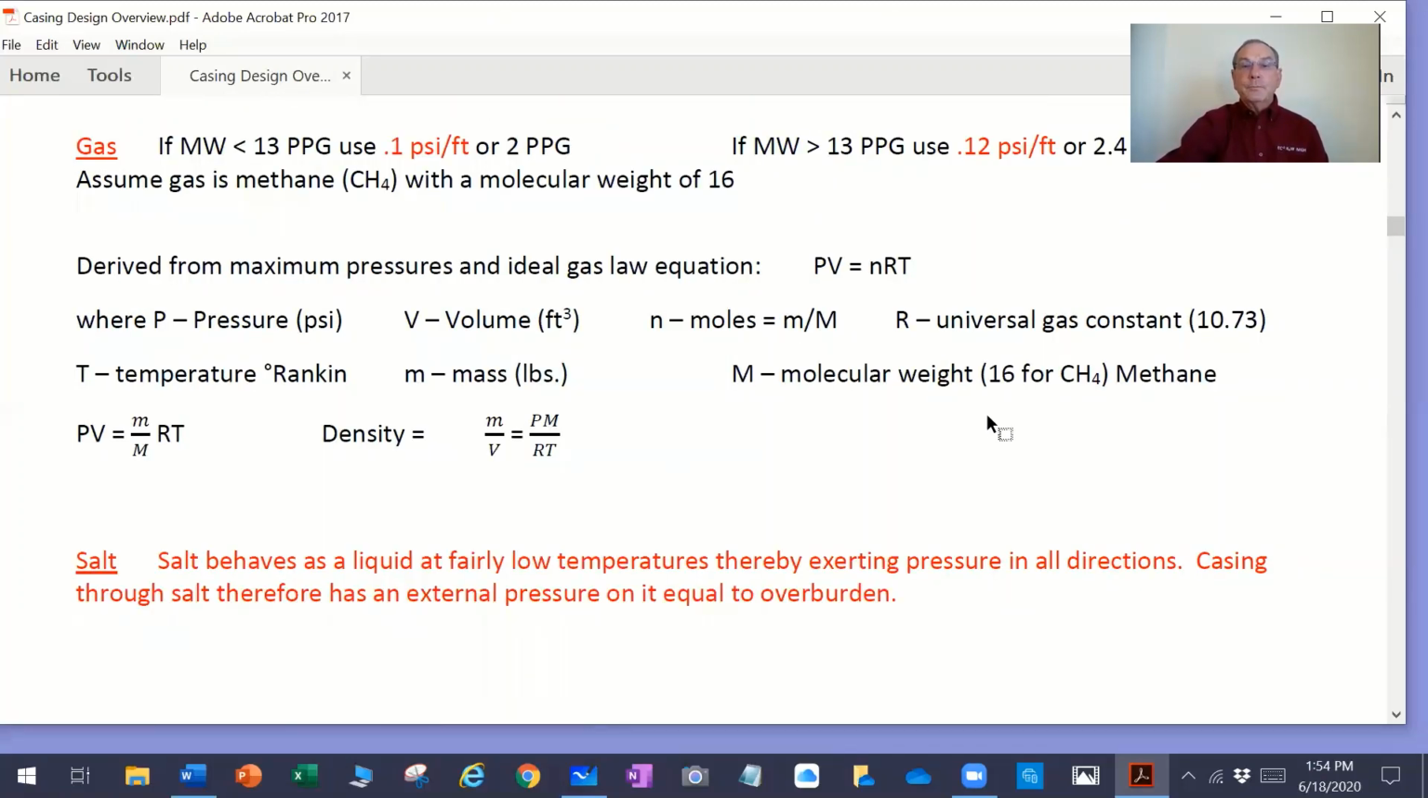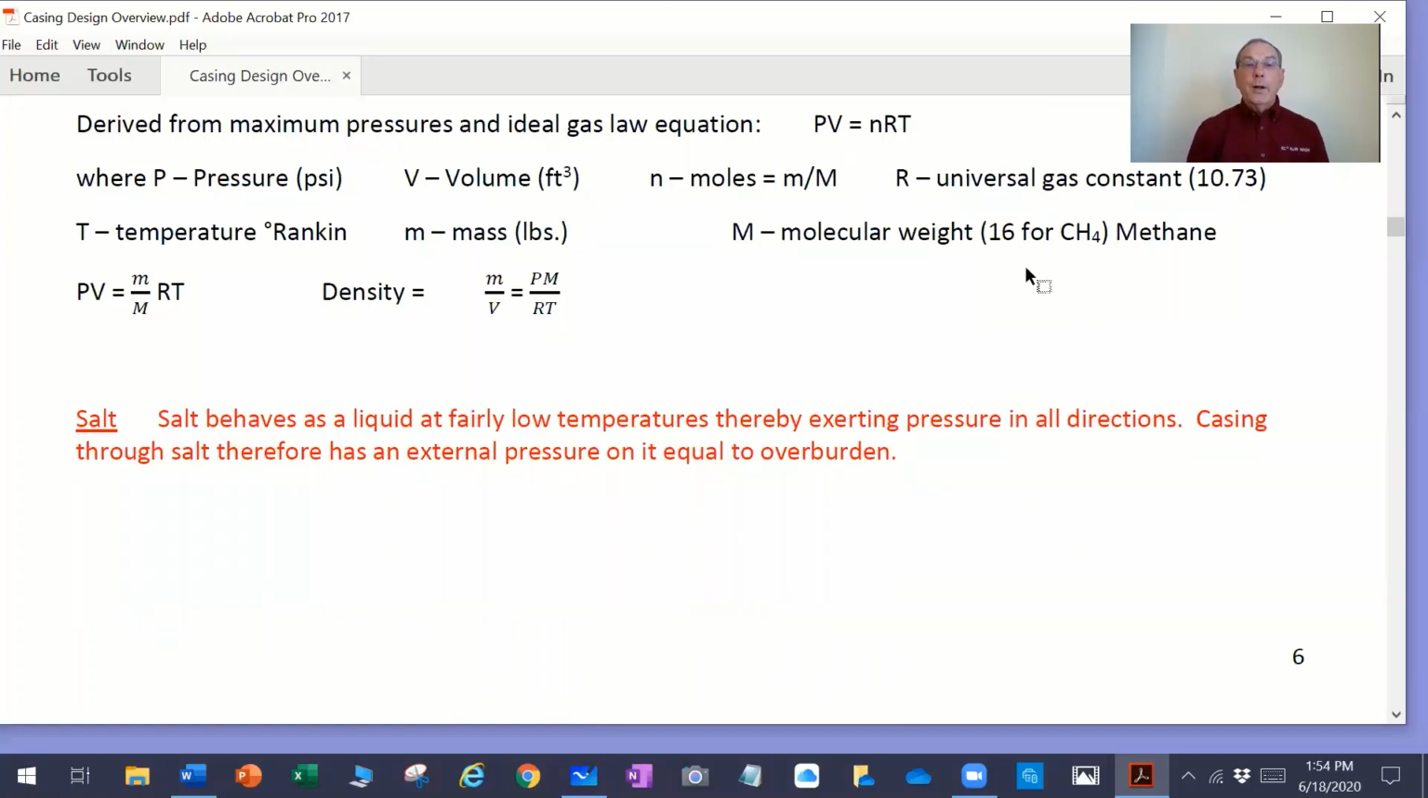Now, another important aspect that was discussed in the overburden, pore pressure, and fracture gradient video that I did was the fact that salt behaves as a liquid at fairly low temperatures, thereby exerting pressure in all directions. That's the definition of a liquid: the pressure in a liquid is the same in all directions. So casing that is set through salt therefore has an external pressure on it equal to overburden.